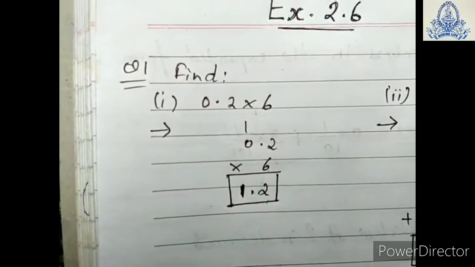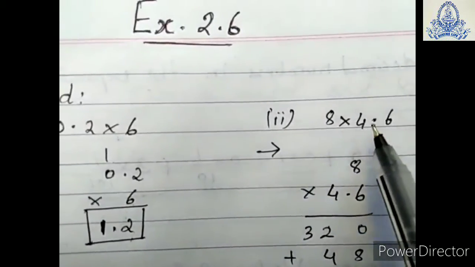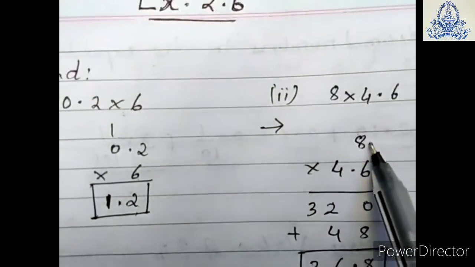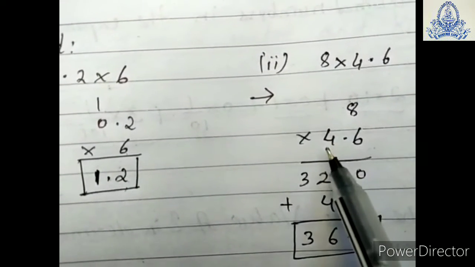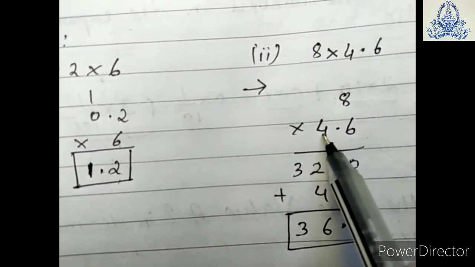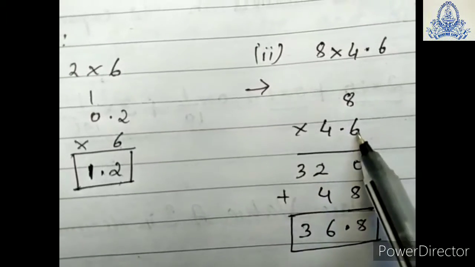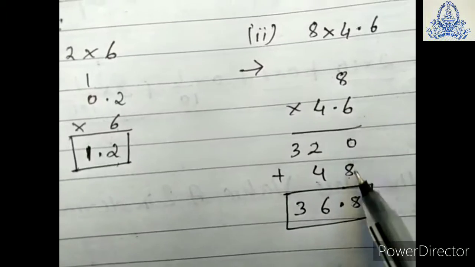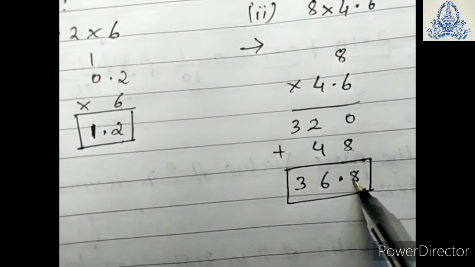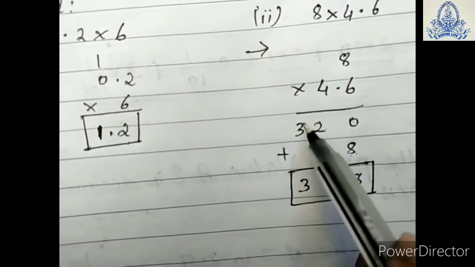The second question is 8 multiplied by 4.6. So we multiply 8 by 4.6. I am multiplying by 6 first of all, with 0 for the 6. 4 8s are 32. Same way 6 8s are 48. So we will take 48. After adding this, 0 plus 8 is 8, 2 plus 4 is 6 and 3.